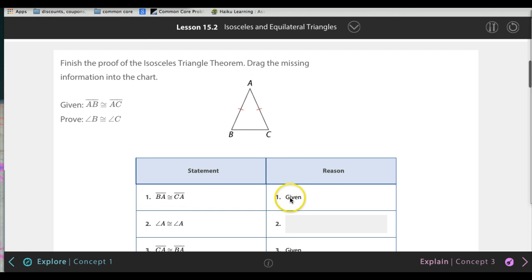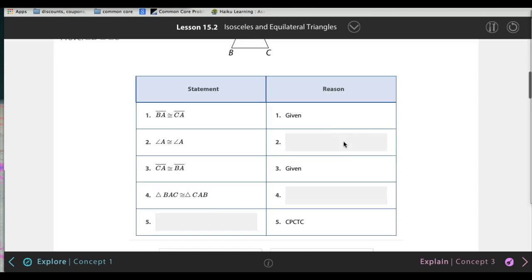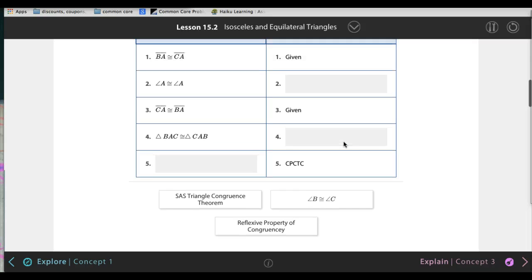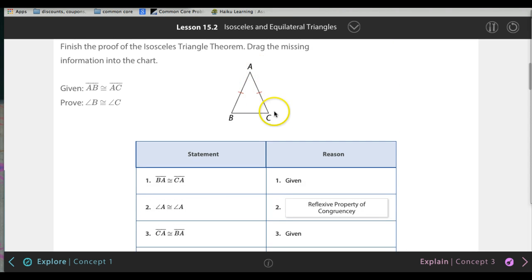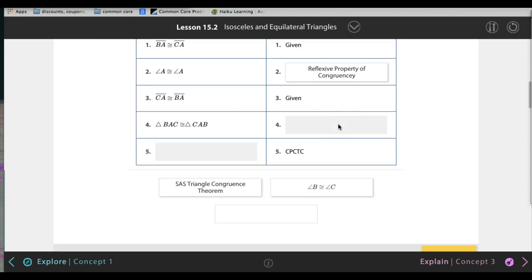That's given to us. You always start with the given. Angle A is congruent to angle A. Why? Because they're exactly the same angle, duh. So what should we select? Reflexive property. I don't know if you remember this from last year, Math 1 second semester, but when you say that angle A is angle A, or AB is AB, it's called the reflexive property. It's kind of like looking at yourself in the mirror and saying, I look like me. All right, so CA is congruent to BA, and it's given to us. Yes, because we said they measure the same.